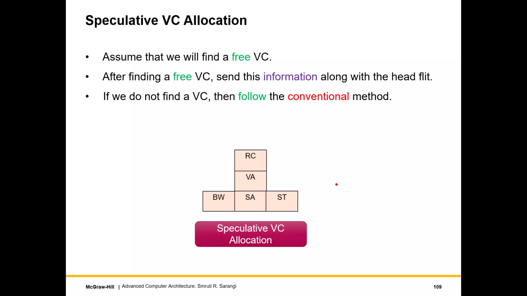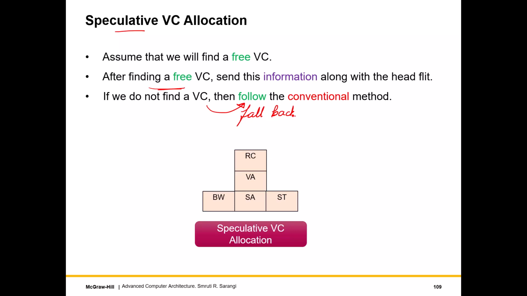Another approach is speculative VC allocation, where you assume that you will find a free virtual channel. Whether that is the case or not, you are speculating, guessing. But the idea is, since you are assuming that, after finding a free VC, you send this information along with the head flit. I'll explain in a second how this works. If the speculation is wrong, you always fall back to the conventional method, which is your 5-stage pipeline. That fallback option, in the case of a speculation or prediction failing, is always available to you.